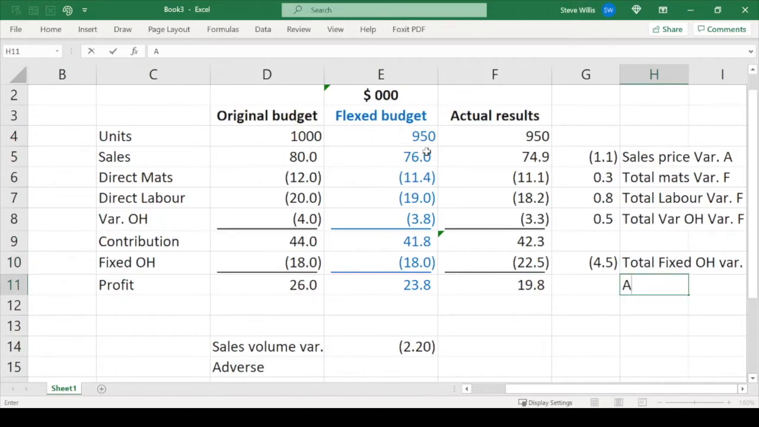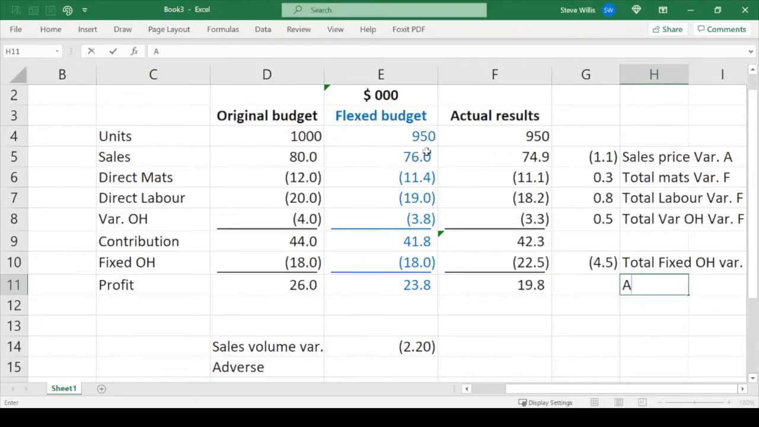So, friends, now we can really control this business. And first thing we can say, profit is lower than budgeted because of problems with sales. We sold fewer units, and we sold those units at a lower price than expected. However, we had some recovery in our variable costs. Let's go talk to production. What did they do to make those savings?